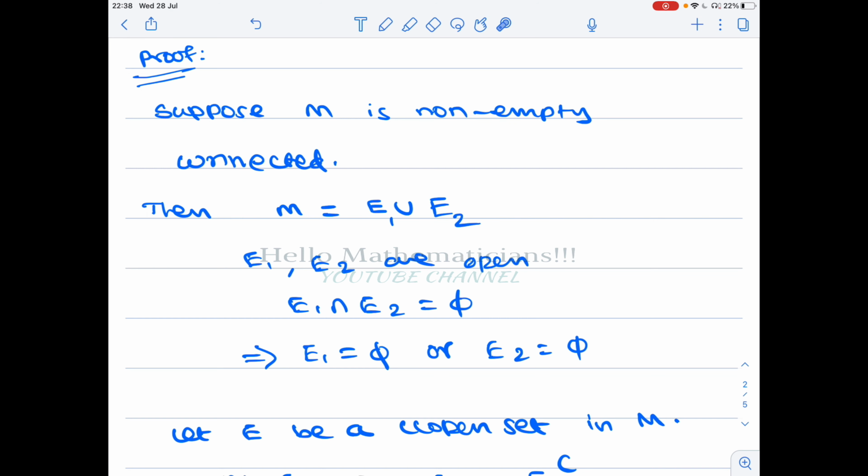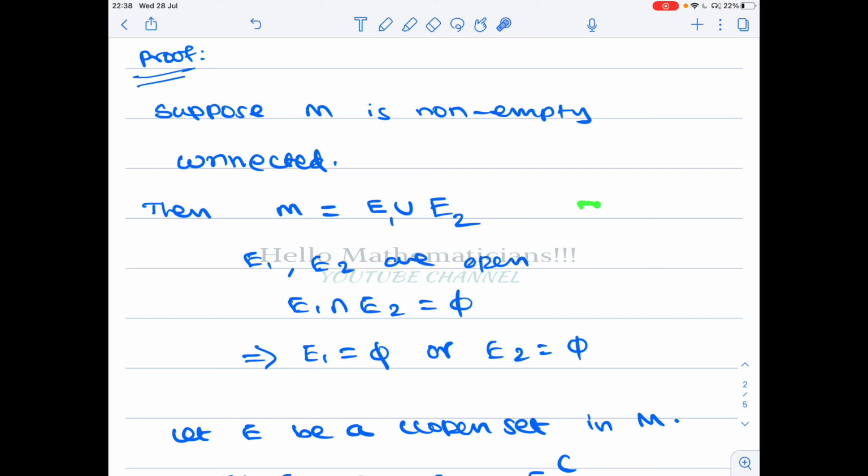If M equals E1 union E2, and E1 and E2 are open and disjoint, then E1 equals empty or E2 equals empty. So this is the definition of a connected set. A subset of a metric space is said to be connected whenever it is written as a union of two disjoint open sets, then one of them has to be empty.